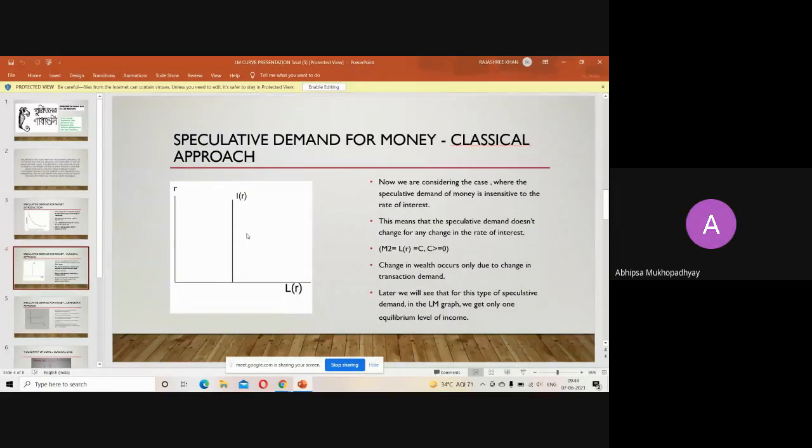Speculative demand for money in the classical approach. Now we are considering the case where the speculative demand for money is insensitive to the rate of interest. This means that the speculative demand doesn't change for any change in the rate of interest. M2 is equal to L of R is equal to C, where C is greater than or equal to 0. Change in wealth occurs only due to change in transaction demand. Later we will see that for this type of speculative demand in the LM graph, we get only one equilibrium level of income. Thank you.